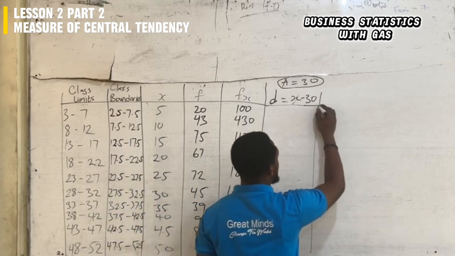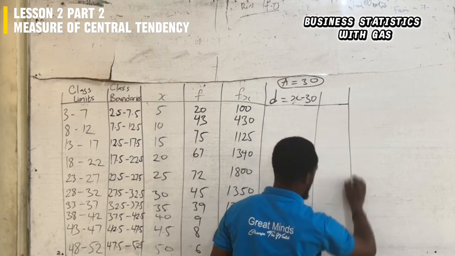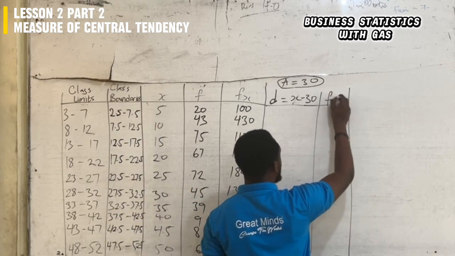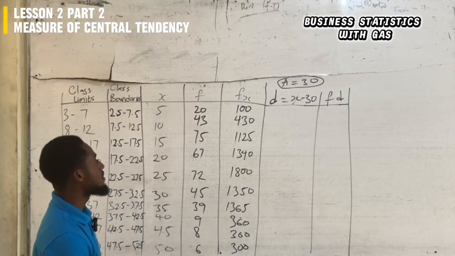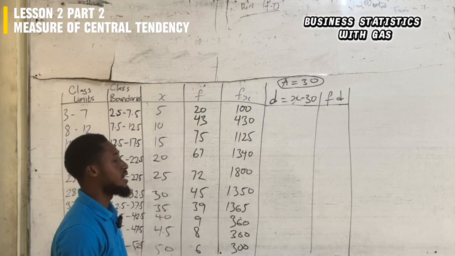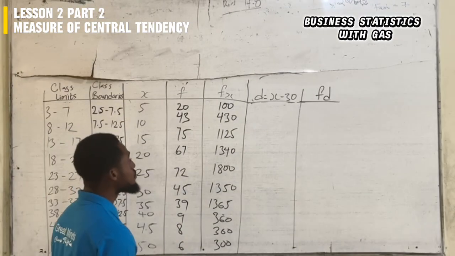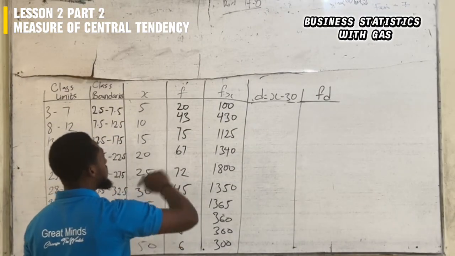Then you move on to another side and it becomes FD. So now let's calculate for our D, and after that we move on to FD. So now let's do the D.